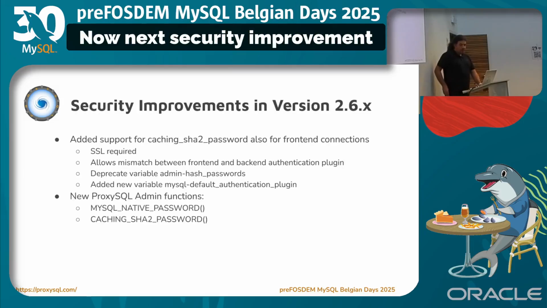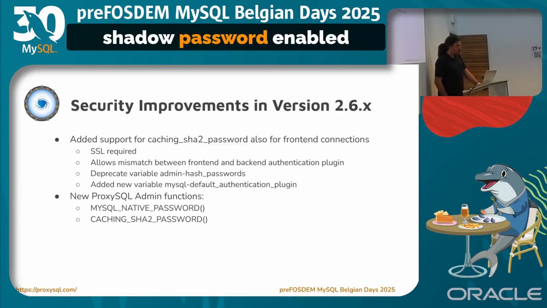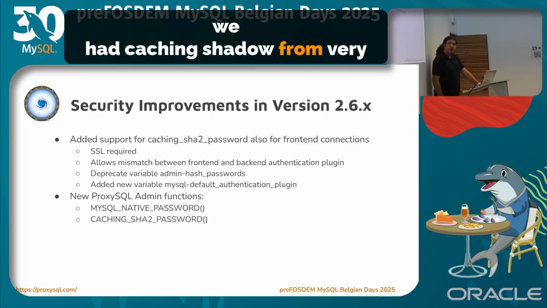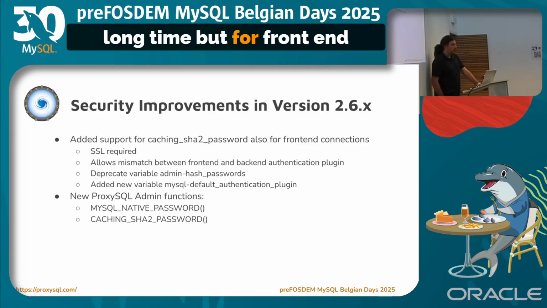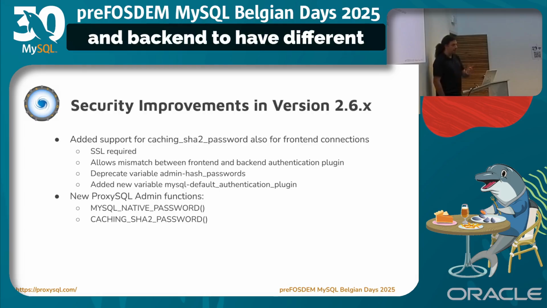Now next, security improvements in 2.6. We finally have caching SHA-2 password enabled for client connection. For backend connection, we had caching SHA-2 for a very long time, but for front-end connection, we only had the MySQL native password. Now we also support caching SHA-2.